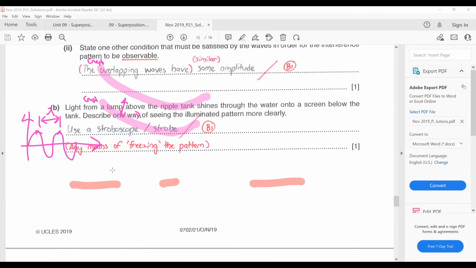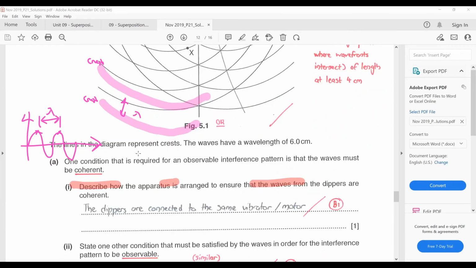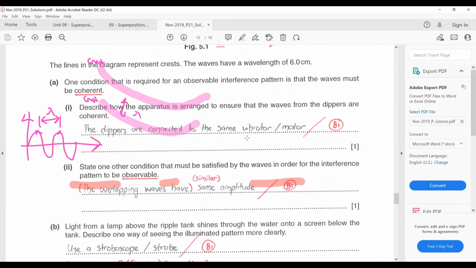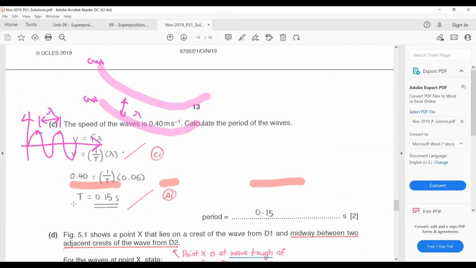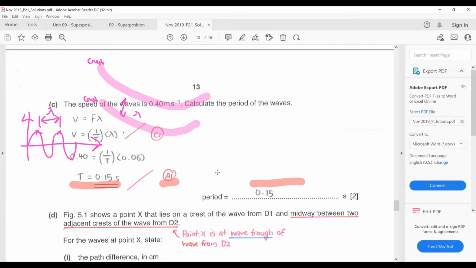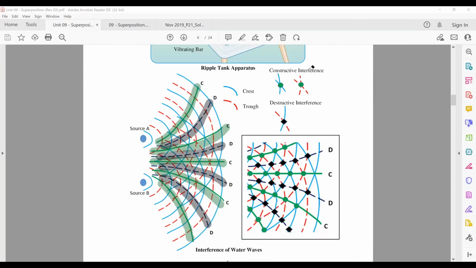Yeah, actually you don't even need to refer to the diagram because they already told you the wavelength. But in the event that the question tells you that the distance between the lines or the distance between the crest is 6 centimeter, you should automatically relate it to wavelength. Okay, so you use the equation v equals f lambda, sub everything in, you eventually get the period as 0.15 second.